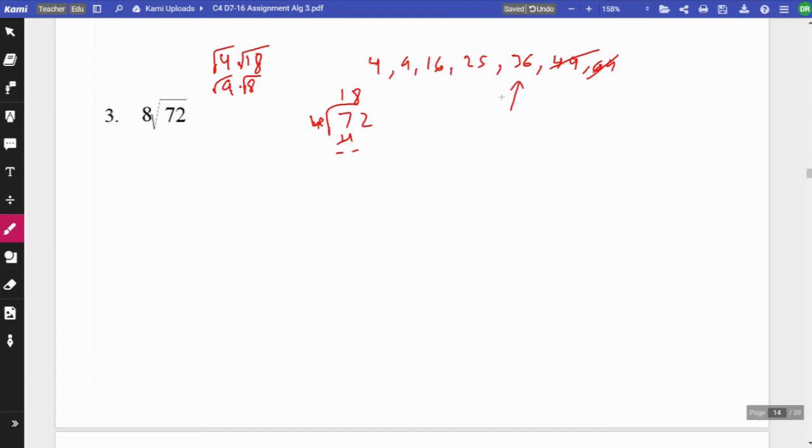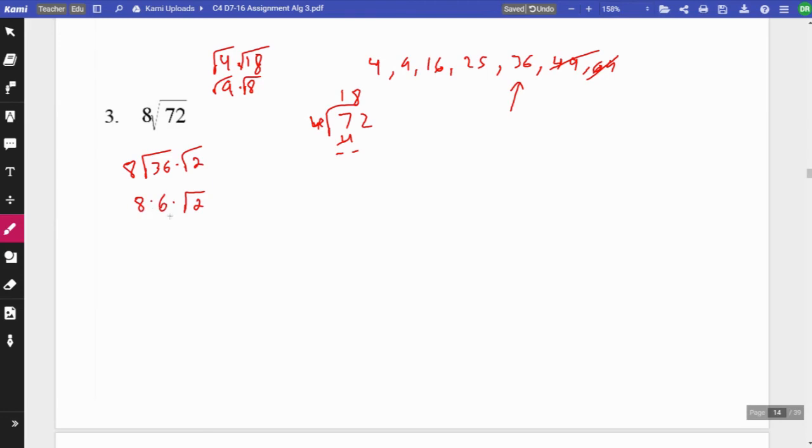Is 72 divisible by 36? Yes, it is. So 36 times 2 is 72. So this is really, I could split 72 into 36 and 2. And then I have square root of 36 is 6. So right now I have 8 times 6 times square root of 2. And I do have to multiply these two numbers out front because they're just regular numbers.